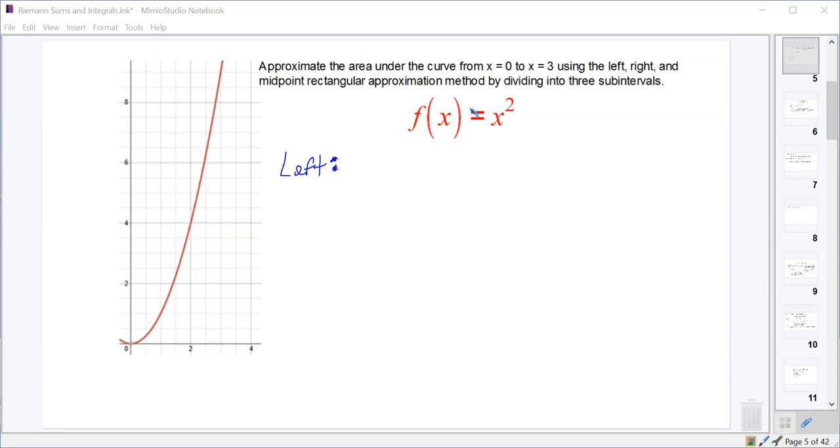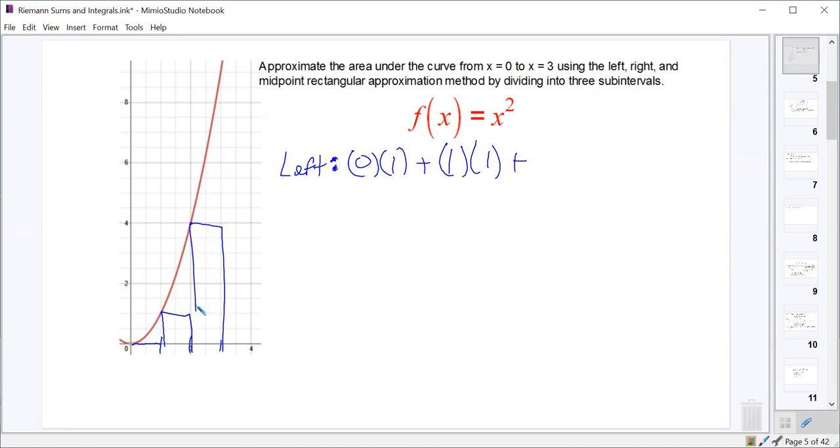Okay, so our left rectangular approximation, we're going to start by marking off 1, 2, and 3 as our subintervals, and our first subinterval will be from 0 to 1. The y value of our function at 0 is 0. So that's a height of 0 for the rectangle and a width of 1. Plus the next one will have a height of 1 squared, or 1, times a width of 1. Plus the next one will have a height of 4 times a width of 1, which should give us in total 5.